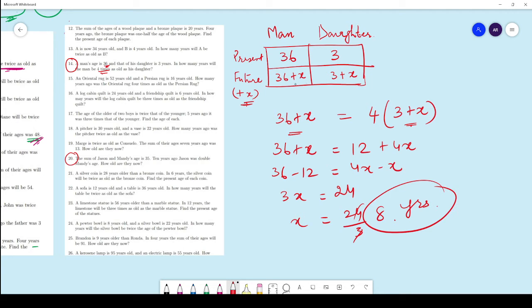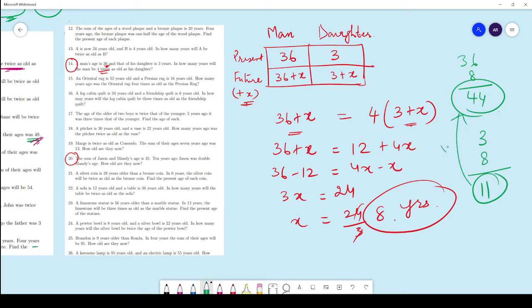Let us check if this is true. So what do we have? Man's present age is 36 years. We add 8 years to it and what do we get? 44. The daughter's age is 3 years. We add 8 to it and what do we get? 11 years. So you can say it is 4 times the age. So that means this solution is correct.